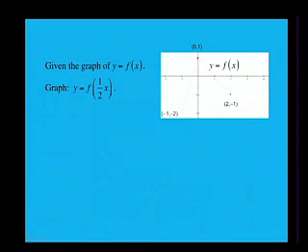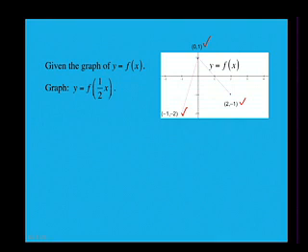Let's take a look at an example of this. Let's say we're given the graph of y equals f of x, and it's this graph to the right-hand side, and we're going to be asked to graph y equals f of 1/2 x. We have three distinct points on here that are going to help us to locate our new points of the graph. And so let's take a look.